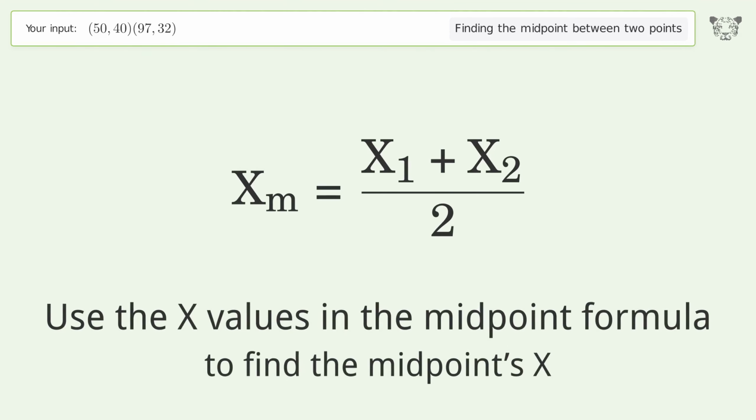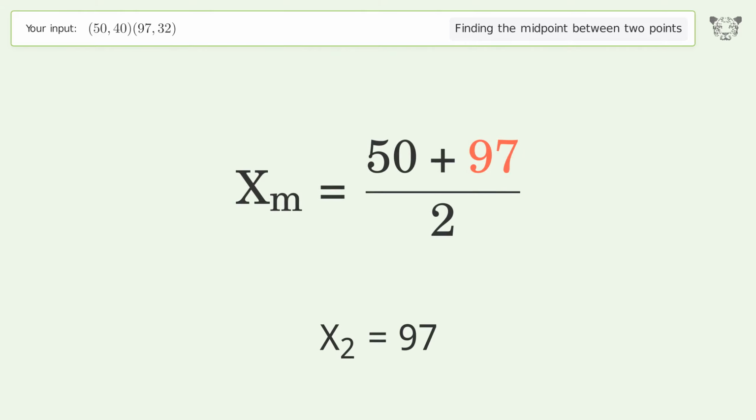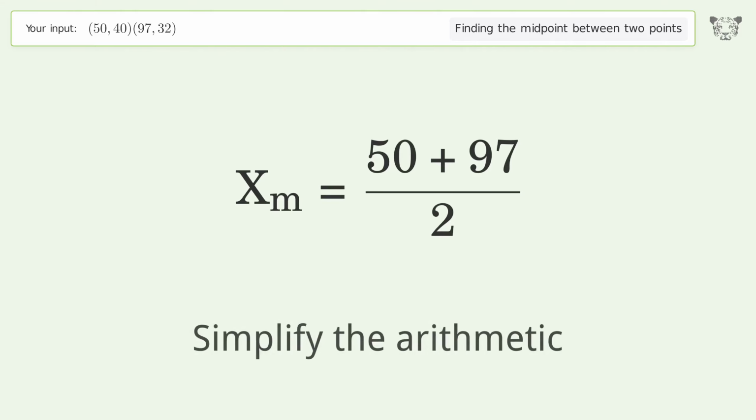Use the x values in the midpoint formula to find the midpoint's x. x1 equals 50. x2 equals 97. Simplify the arithmetic.